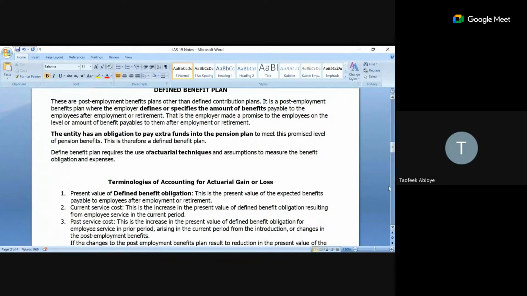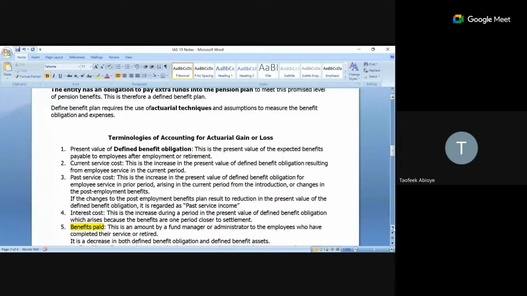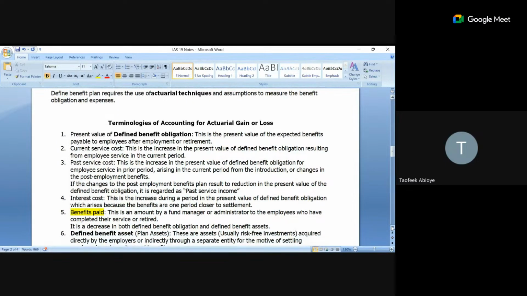Now, let's go to terminologies of calculation of and accounting for actuarial gain or loss. Now, number one is what? Present value of defined benefit obligation. Number one is present value of defined benefit obligation. So what is present value of defined benefit obligation? This is the present value of expected benefits payable to the employee after employment or retirement.